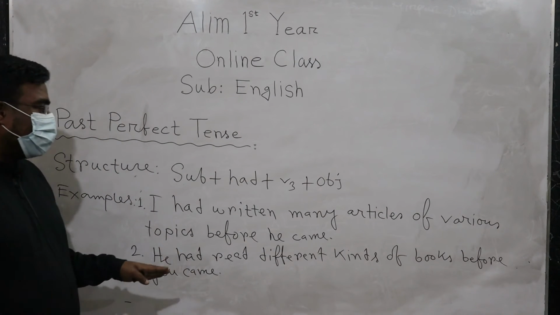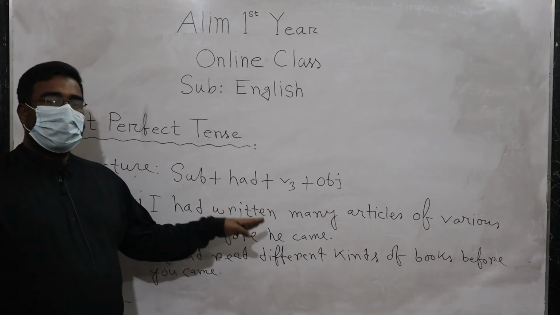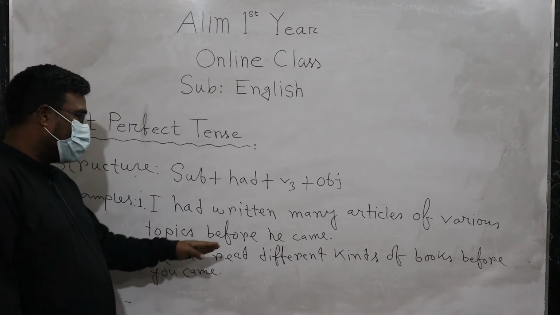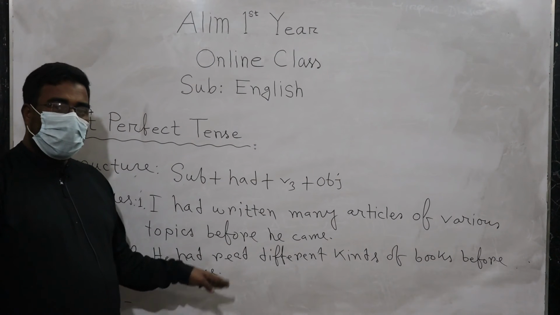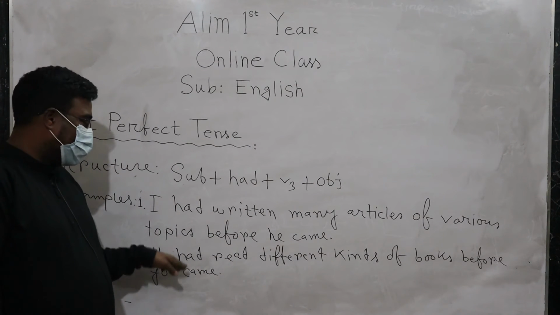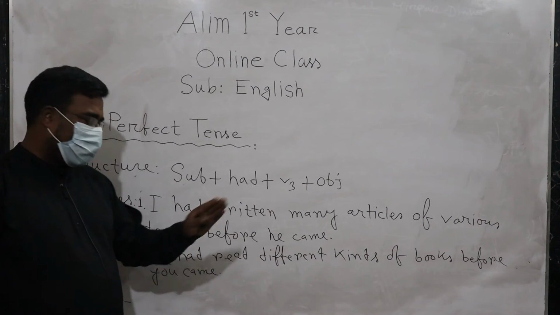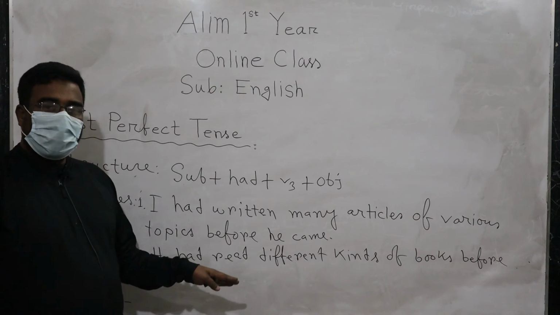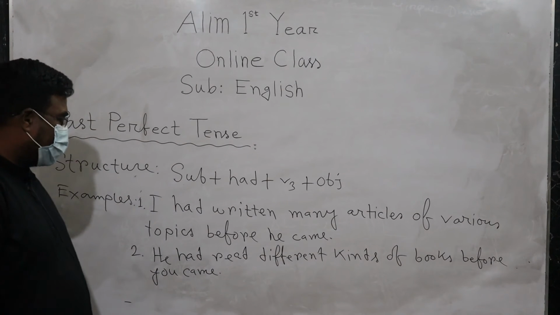Here he had read different kinds of books is the past perfect tense, because here the action read occurred before the verb came. That's why it is the past perfect tense, and you came is past indefinite tense.